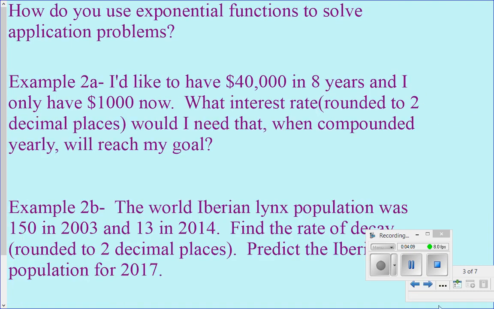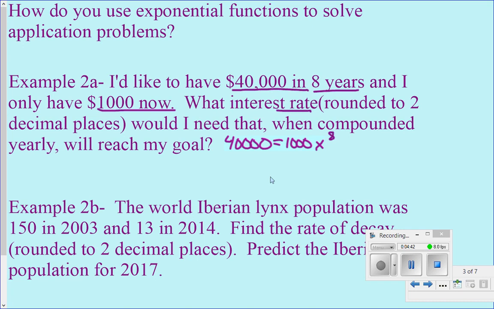Okay, so important information from this question. $40,000 is what I want. I want it in 8 years, and I have 1,000 now. So let's see if we can figure out what the interest rate would need to be. So I'm going to fill in what I know into y equals a times b to the x, like we talked about yesterday. So I know 40,000 is the y. I know the a is the initial amount, 1,000. And I know that I don't know the multiplier, so that is a variable. And the exponent is the time, and that's 8 years. So I substitute in what I know.